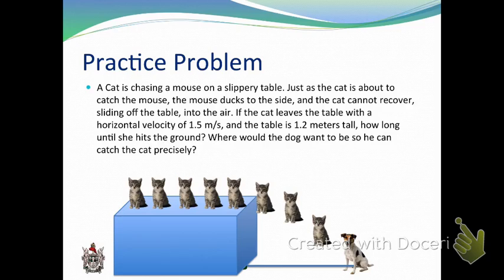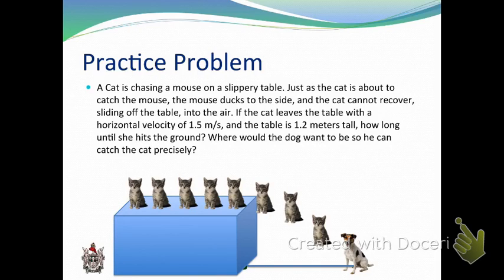Here we go. A cat is chasing a mouse on a slippery table. Just as the cat is about to catch the mouse, the mouse ducks to the side and the cat cannot recover, sliding off the table into the air. If the cat leaves the table with a horizontal velocity of 1.5 meters per second, and the table is 1.2 meters tall: first, how long until she hits the ground? And second, where would the dog want to be so he can catch the cat precisely?